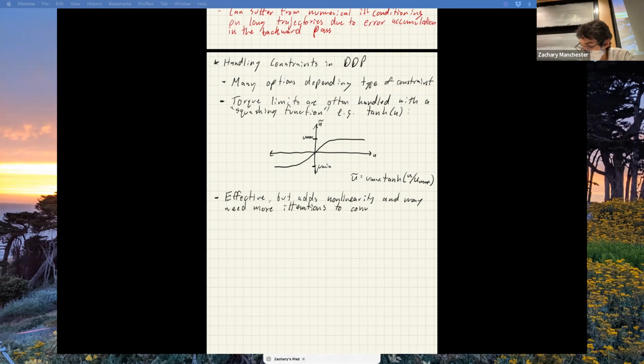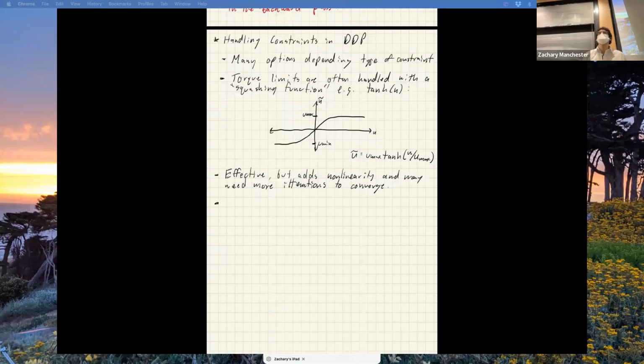Okay, so that's one option. Not the best option. A better option is, these are simple box constraints, right? If you remember, when we do the backward pass of this thing, at each step in the backward pass, we're solving a QP basically, right? We're minimizing that quadratic cost to go or action value approximation. So at each step, we're minimizing that quadratic function with respect to U. Why not just throw some torque limits on there and solve a box constrained QP? So I can do that.